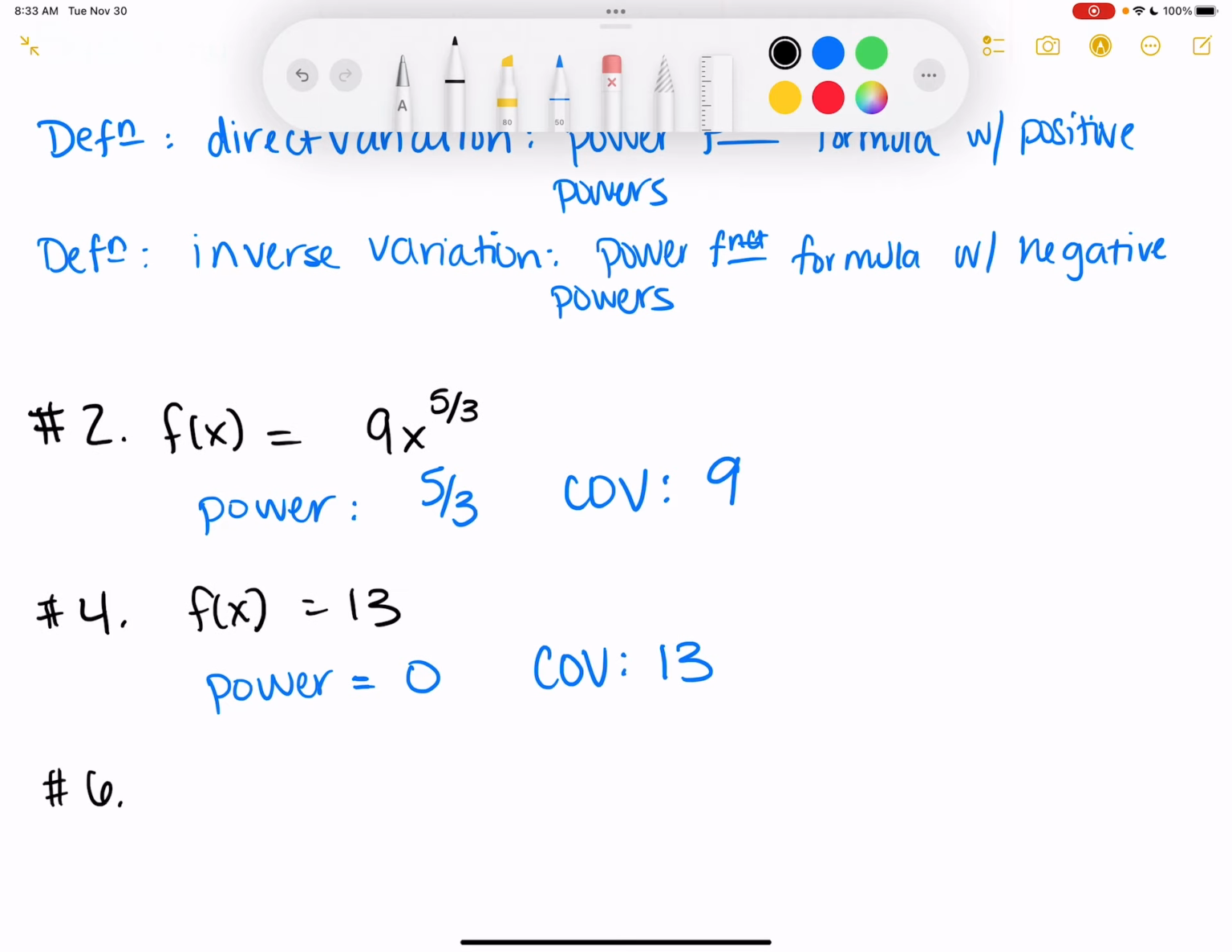The constant of variation is the number that everything's attached to. Just remember COP. It's the thing in front of the x with the power on it.